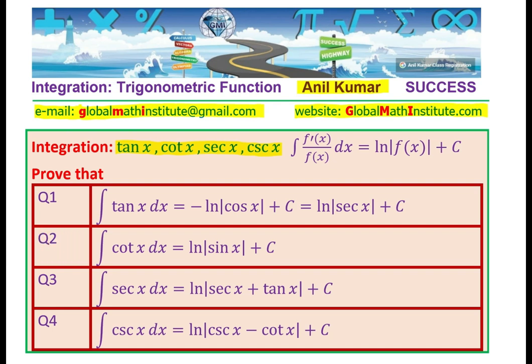The integral of secant x dx is ln secant x plus tan x plus c. And integral of cosecant x dx is ln cosecant x minus cotangent x plus c. So we'll look into their proof one by one. Make a note of these formulae first.